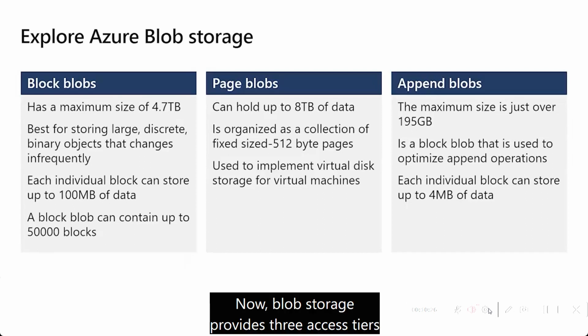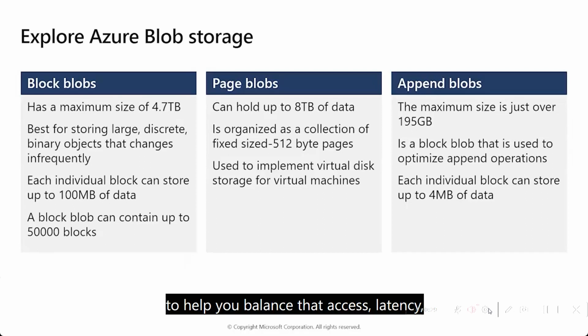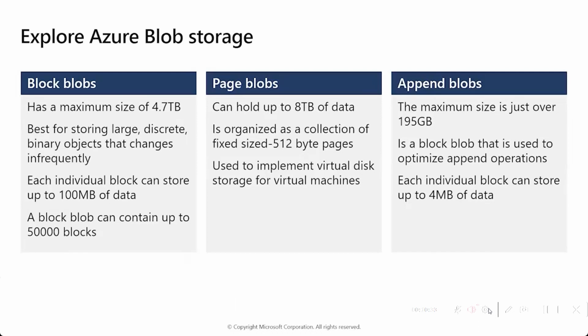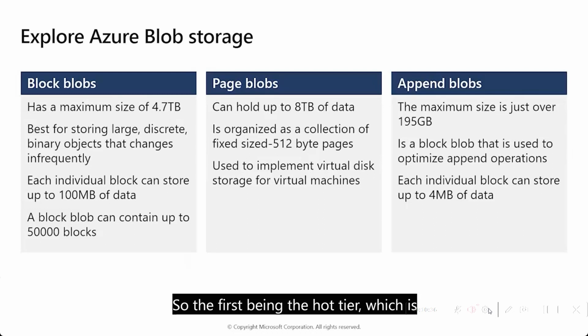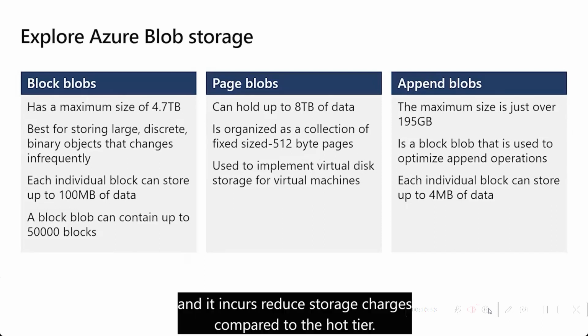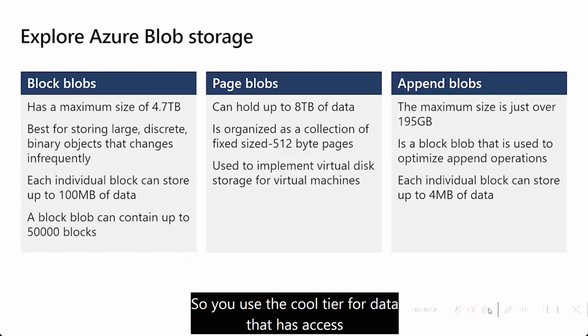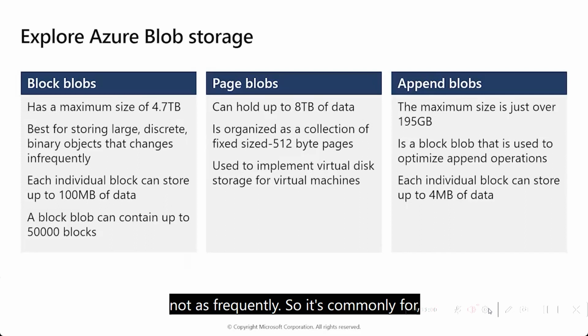Now, blob storage provides 3 access tiers to help you balance access latency and storage costs. So the first being the hot tier, which is enabled by default. So you use this tier for blobs that are accessed frequently. So the blob data is stored on high performance media. The next tier is the cool tier. So this tier has lower performance and incurs reduced storage charges compared to the hot tier. So you use the cool tier for data that is accessed not as frequently.